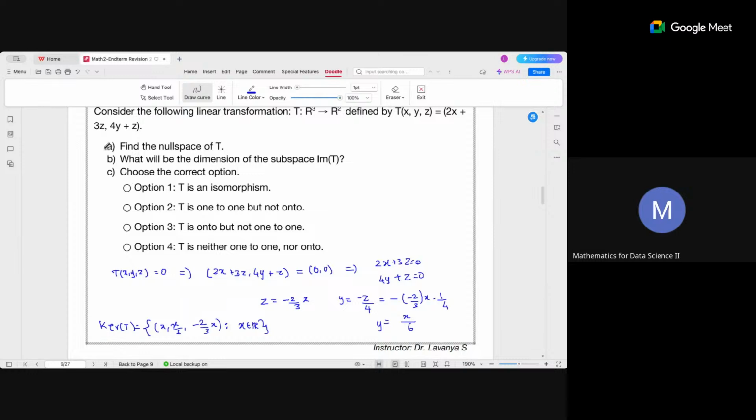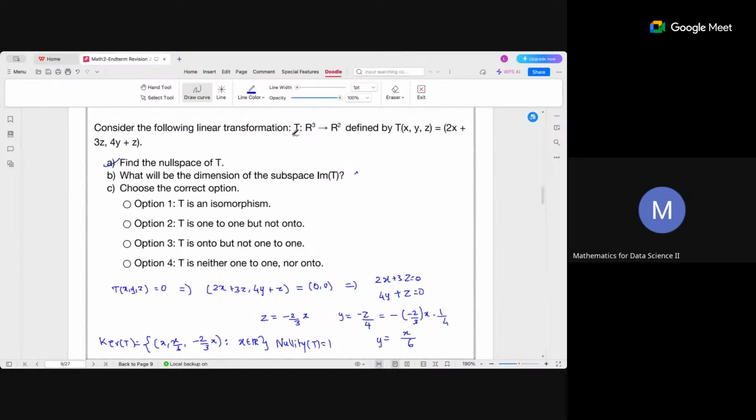Okay, so now you know the null space of T. From this kernel, can you tell me its dimension? 1. So if the nullity is 1, what is the dimension of the image? According to the rank-nullity theorem, you know that rank plus nullity is equal to 3, so rank is 2.